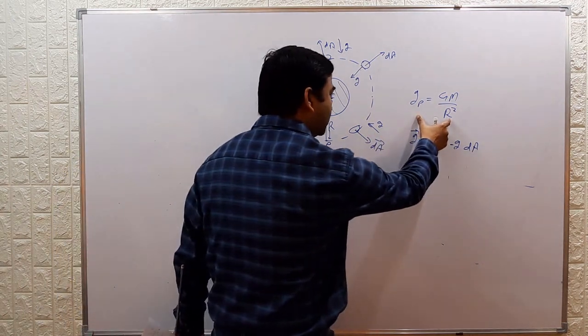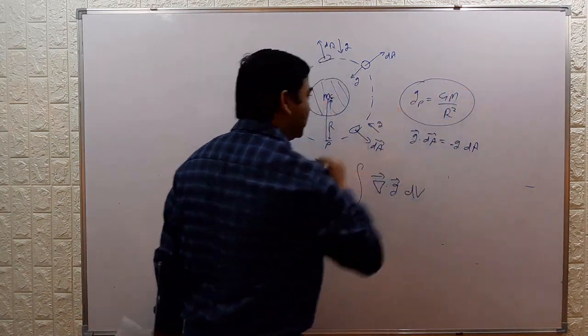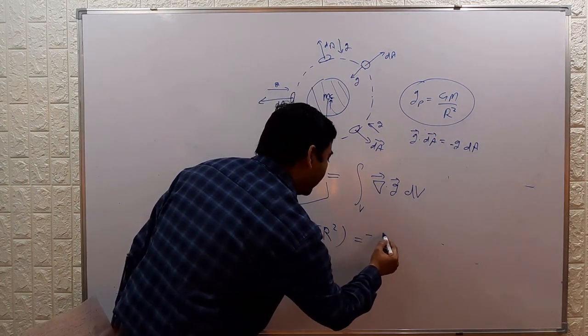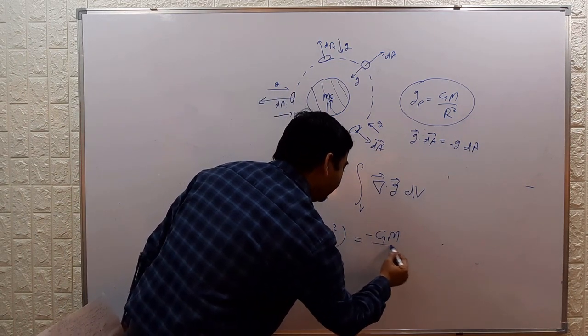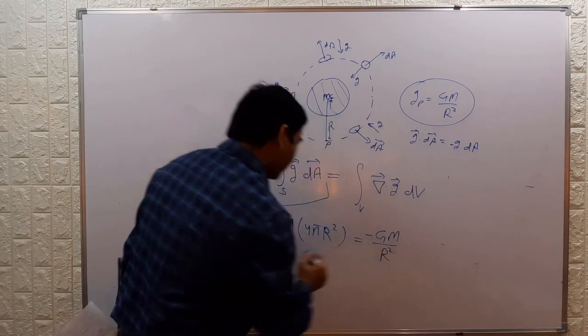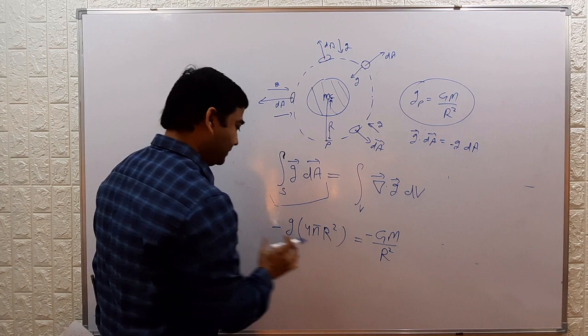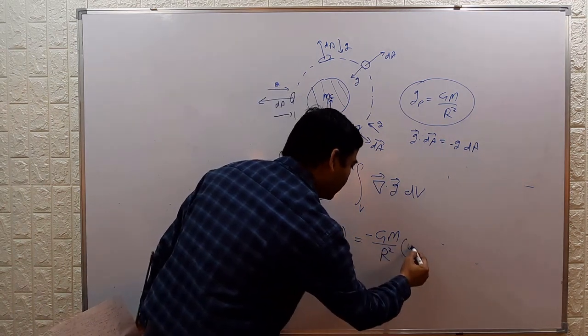By Newton's law of gravity, put G equal to Gm by r square. So this can be written as minus Gm by r square, that is the value of G from Newton's law of gravity, into 4 pi r square.